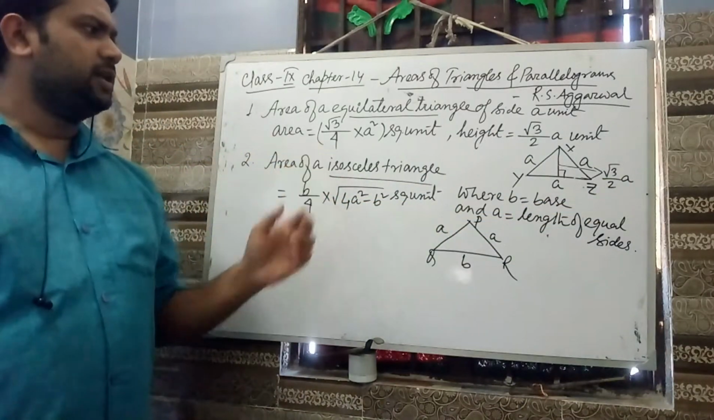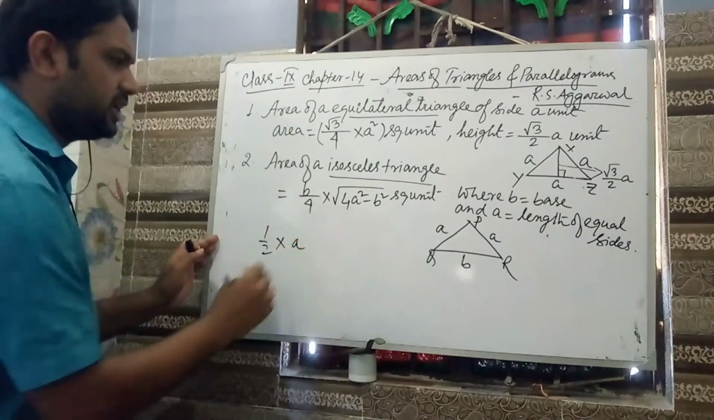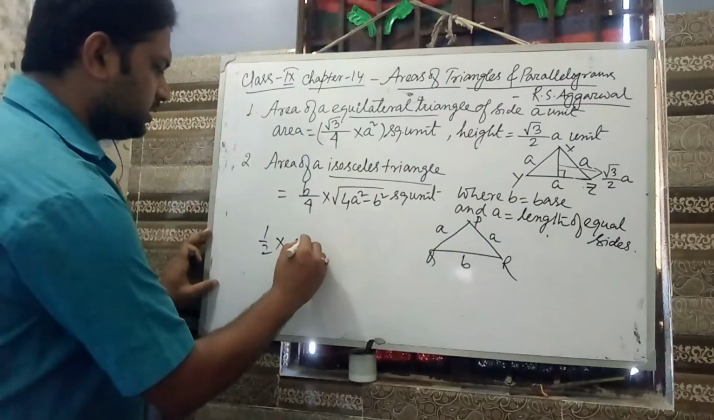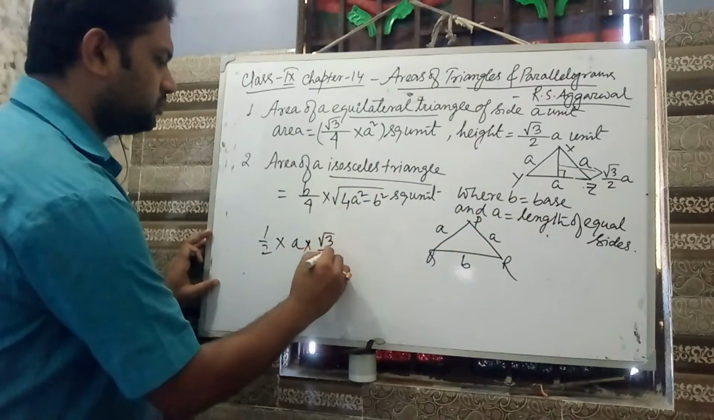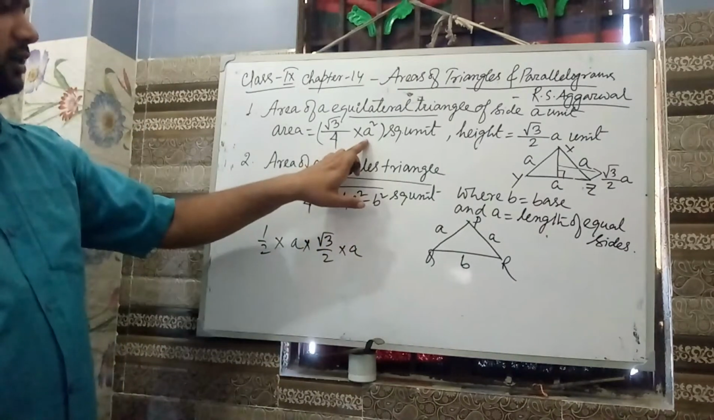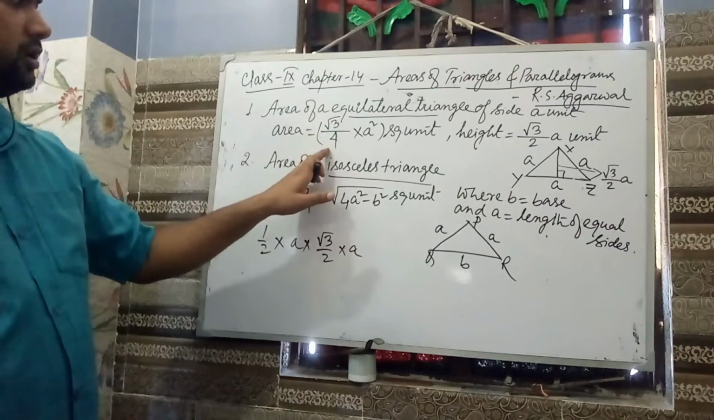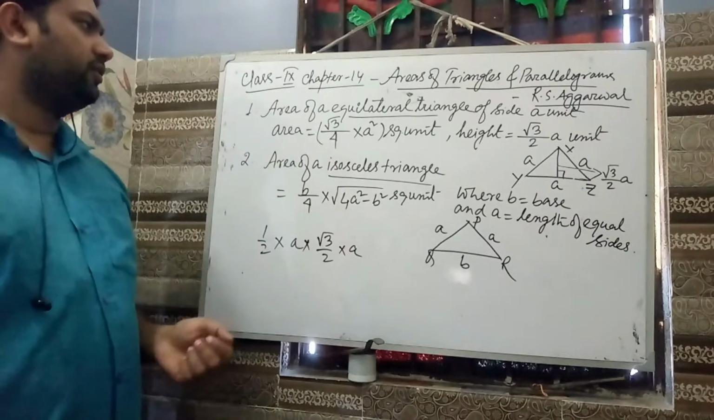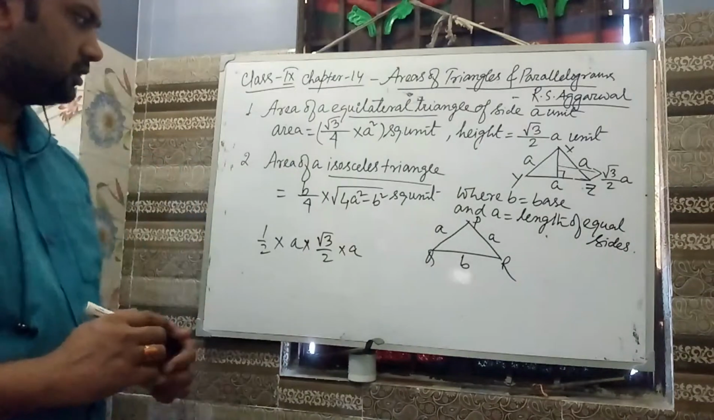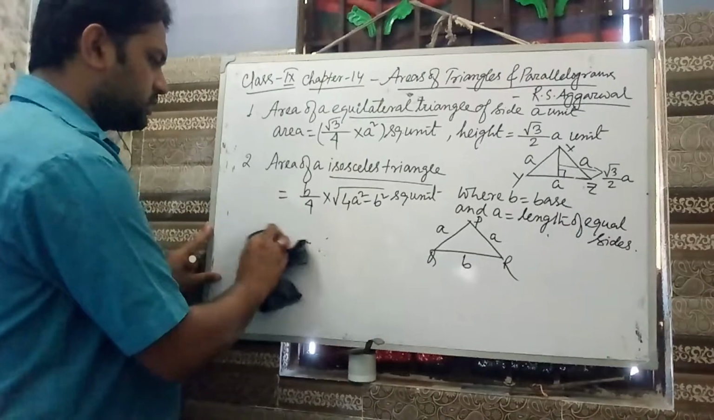So the area will be half into base. Here base will be A because all the sides are A. So half into base into height is √3 by 2 into A. A into A gives you A square. √3 by 2 into half gives you √3 by 4. So that's why area of an equilateral triangle is √3 by 4 into A square units. Clear? Next one, an isosceles triangle.